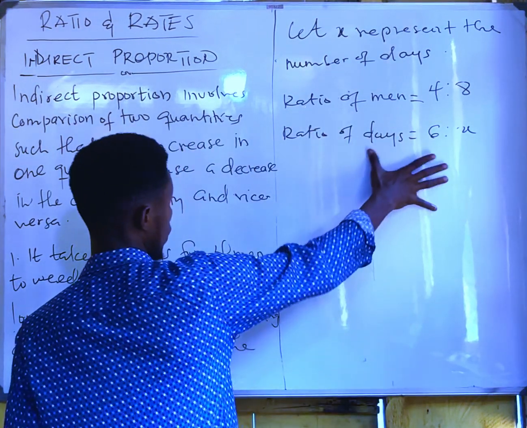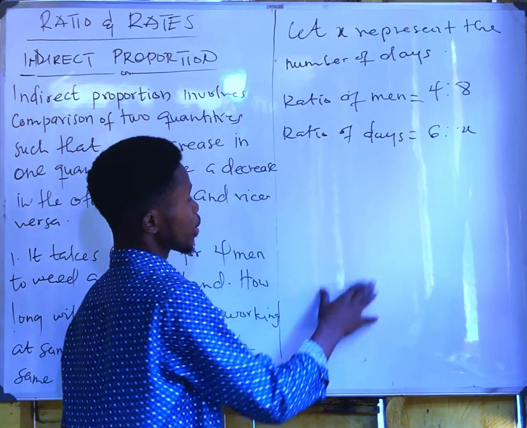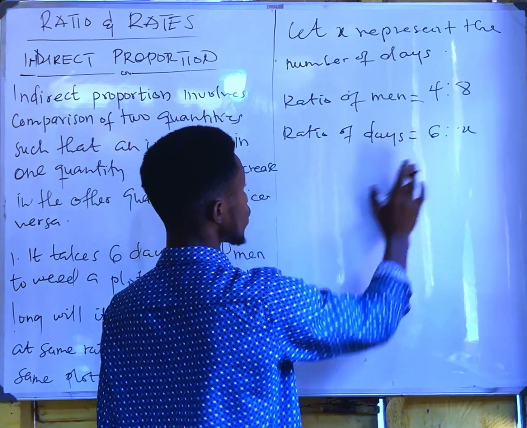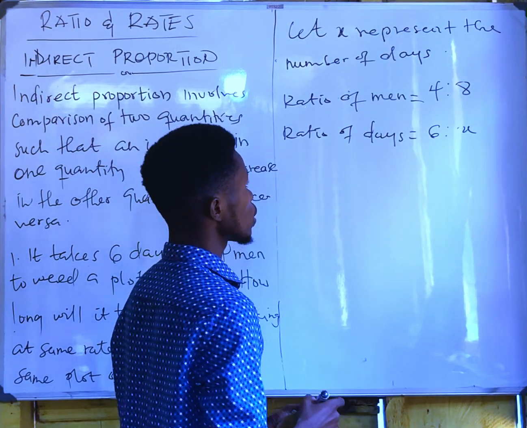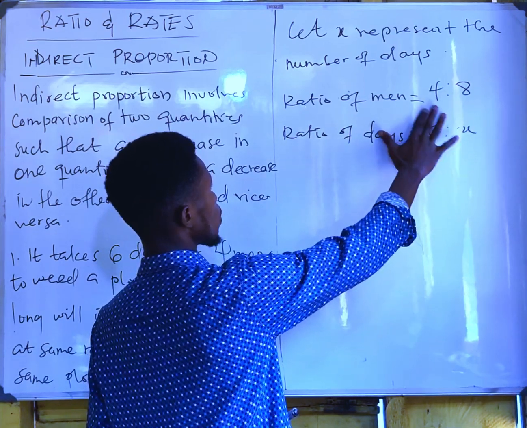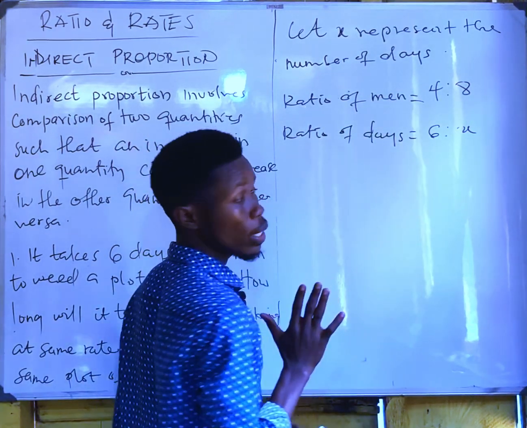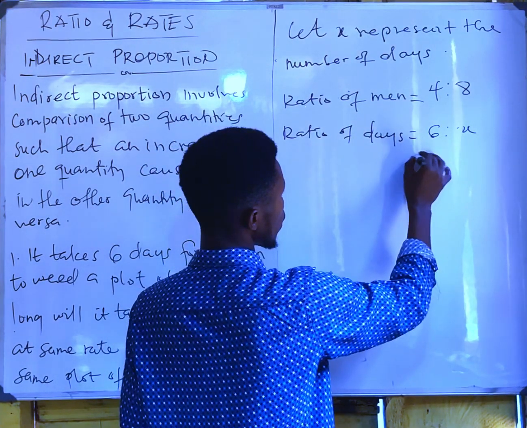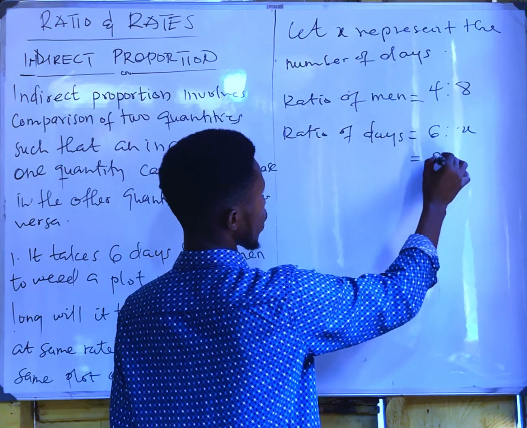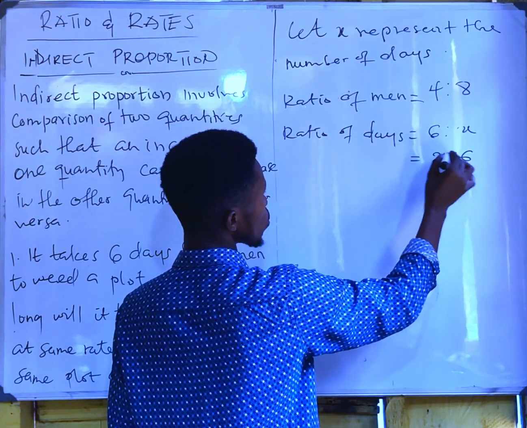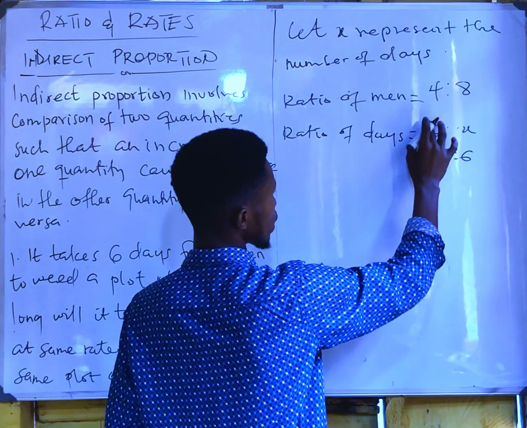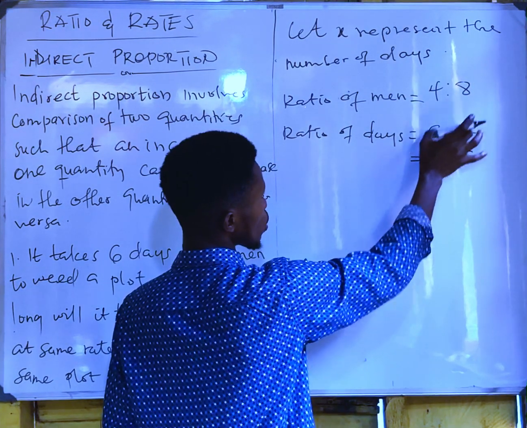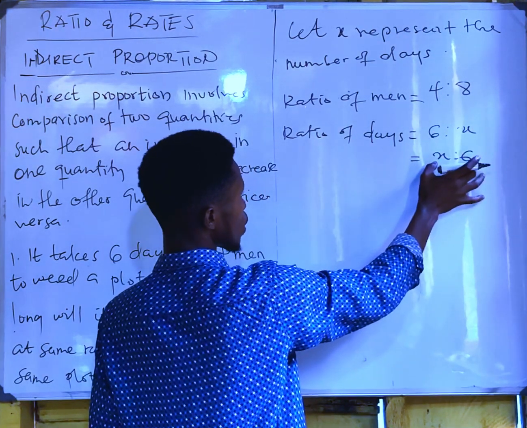So once this is indirect, what you're going to do here is that you either change the position of the men or the position of the days. You take the inverse of it. You don't change two of them. It's only one, either the position of the men or the position of the days. Any one of them you change is appropriate. So here, if I'm changing the position of the days, I'm going to have x is to 6. This is direct. So if you want to make it indirect, we just change the position of either this or that. So I'm changing the second one.